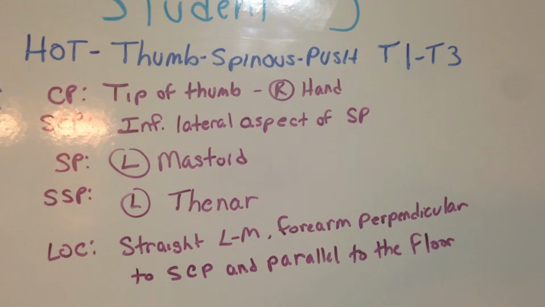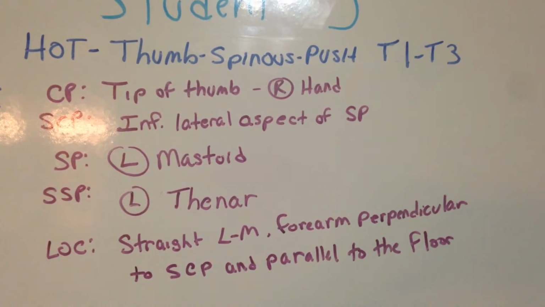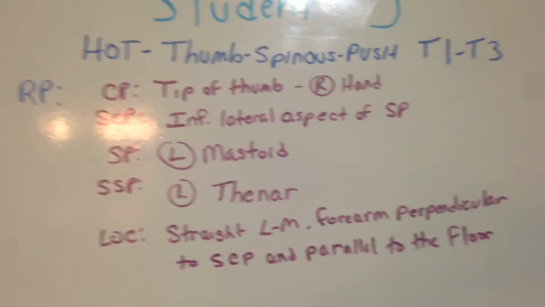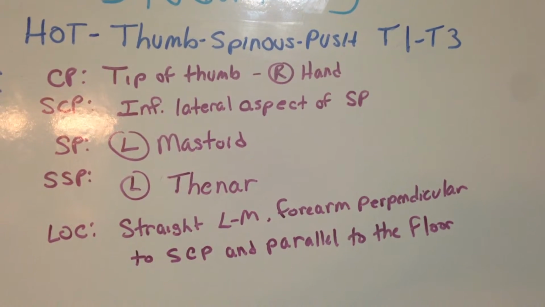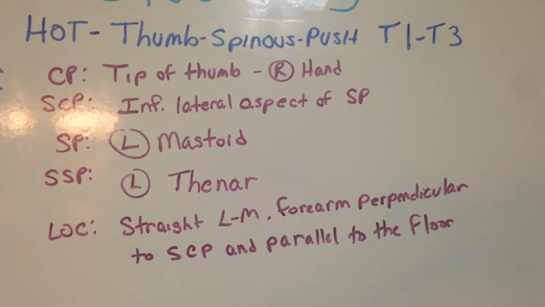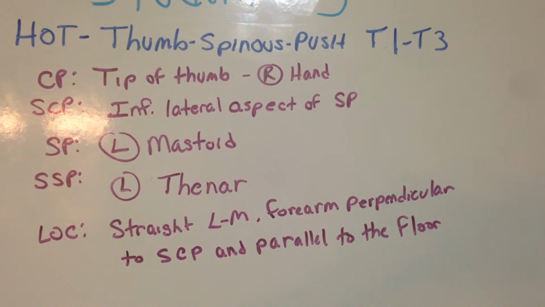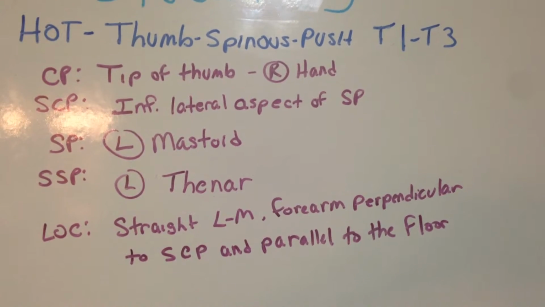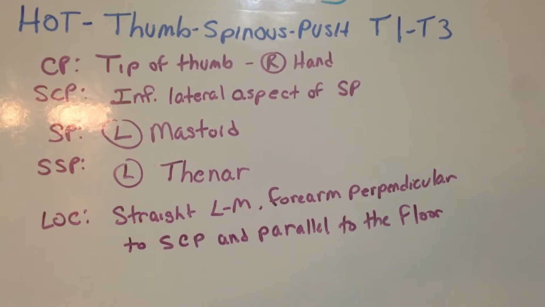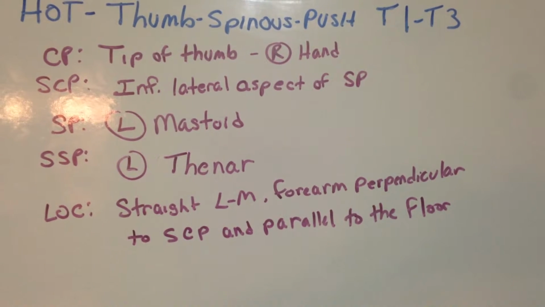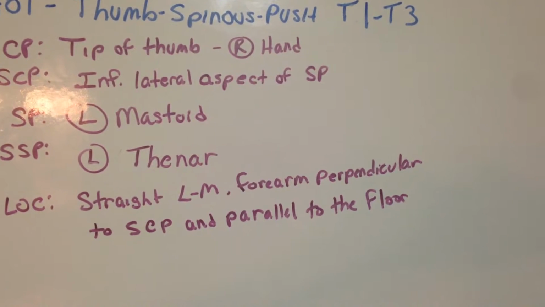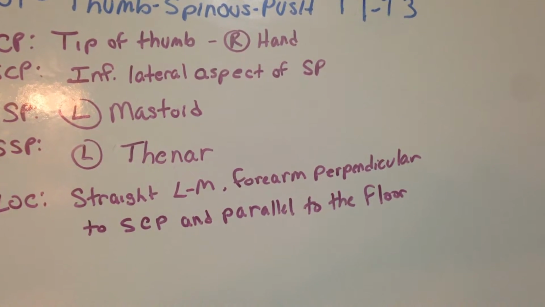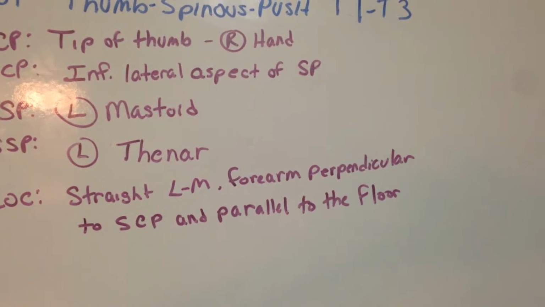Alright, head up table, thumb, spine is pushed for T1 to T3. This is the right posterior contact point, tip of the thumb on the right hand, segmental contact point, inferior lateral aspect of the spinous process, stabilization point, left mastoid, segmental stabilization point is left thenar, line of correction straight, L to M, forearm perpendicular to the segmental contact point and parallel to the floor.